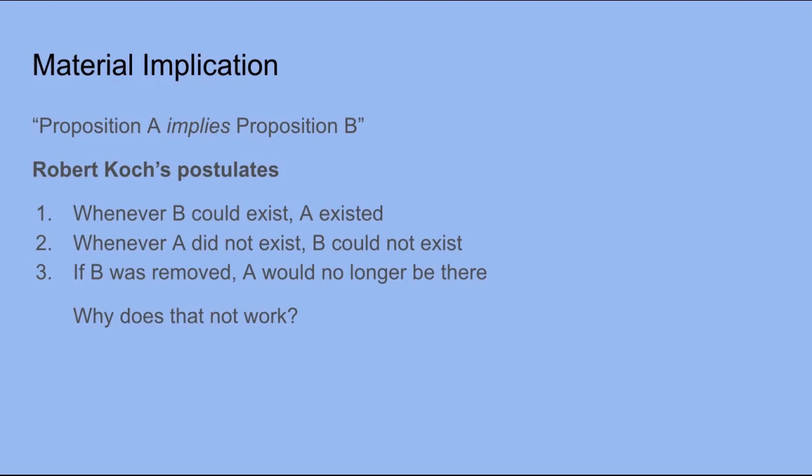The idea of this was that A implies B. This was postulated by Robert Koch, in which he created three criteria for this implication. Number one, wherever B could exist, A existed. Number two, wherever A did not exist, B could not exist. And number three, when B was removed, A would no longer exist.